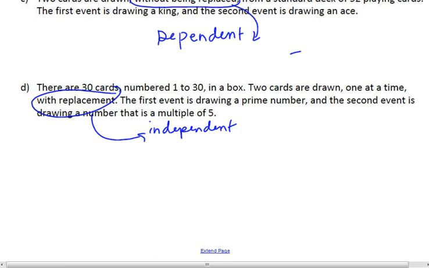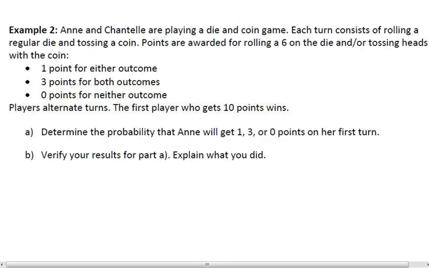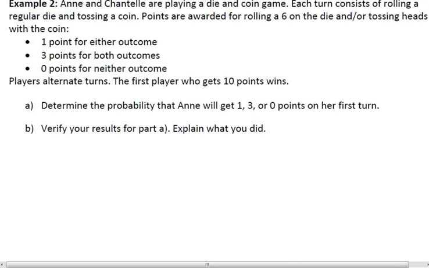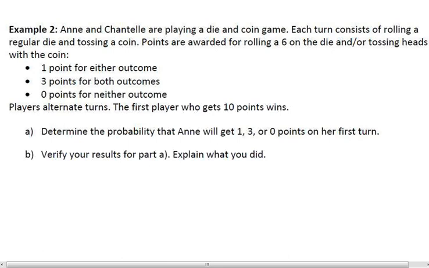Okay, we only have 2 examples left, and then we're done our examples. Okay. So we are dealing with Anne and Chantel. And they decided to play a little game because they're bored. They had a die and a coin. Each turn consists of rolling a regular die and tossing a coin. Points are awarded for rolling a 6 on the die and or tossing heads. Now, is the situation independent or dependent?